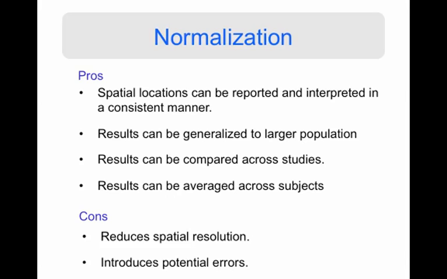Since our analyses are performed in the same coordinate system across studies, we can compare whether the activation in your study is at the same location as in my study. And then finally, results can be averaged across subjects. In this case, we can consistently use multiple subjects' data in a way that's meaningful because everyone's voxels are defined to be in the same areas of the brain. Well, what are the cons with doing normalization? Well, one is that it reduces spatial resolution, and the second is that it potentially introduces errors because we have to interpolate the brain and there are errors in warping and whatnot.